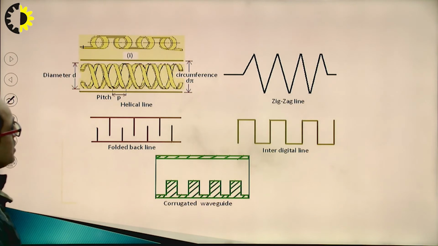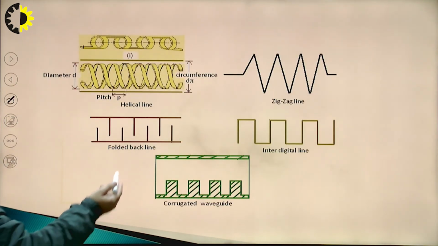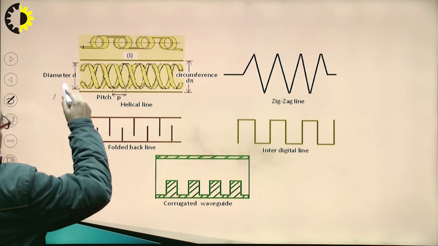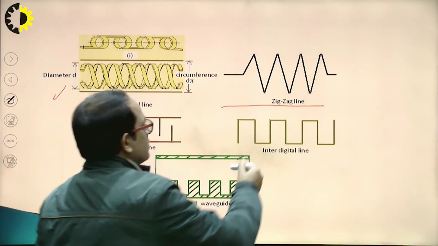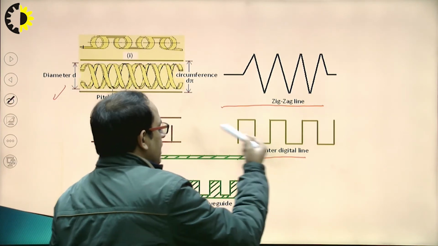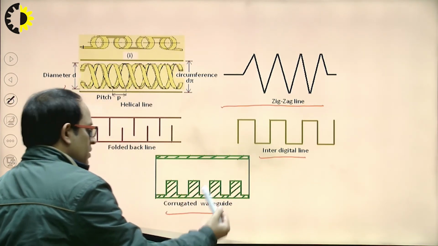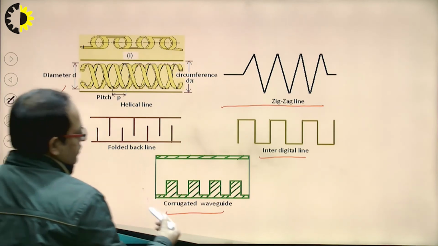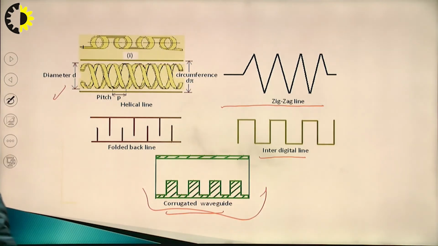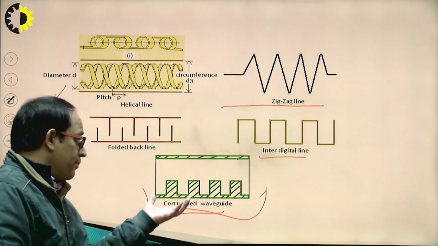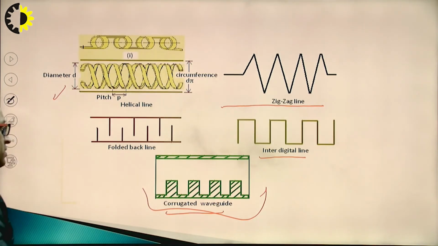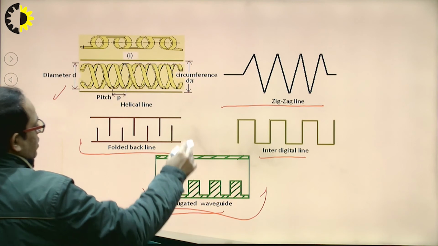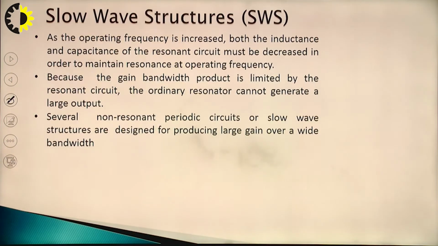Now see these are the slow wave structures. This one is the helix, and this one is another slow wave structure, the zigzag line. This is the interdigital line, which makes maximum interaction of the electron and the RF field. And this one is another structure, known as the folded back line.